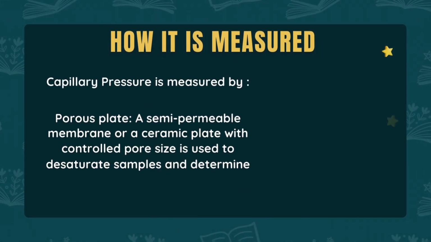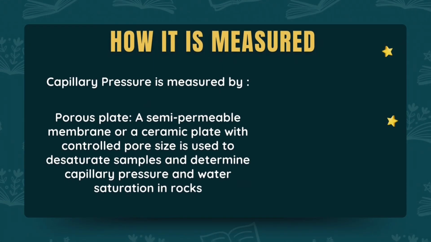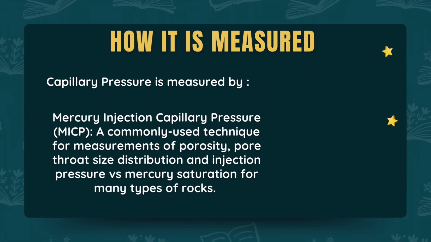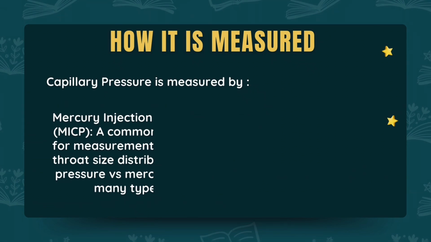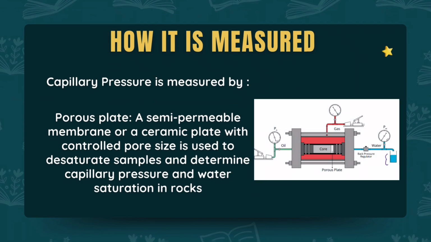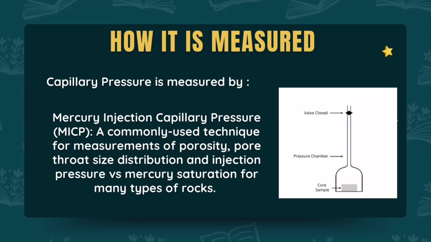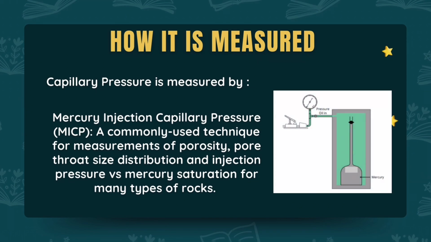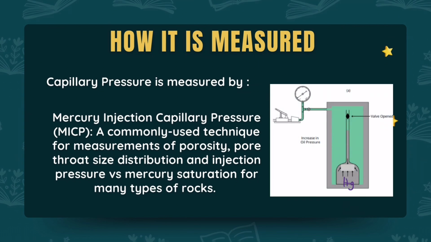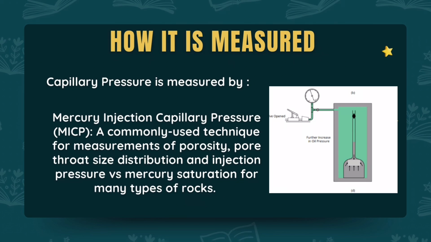There are three methods to calculate capillary pressure, which are porous plate, mercury injection capillary pressure (MICP), and also centrifuge. What is porous plate? Basically, porous plate is a semi-permeable membrane or a ceramic plate with controlled pore size used to desaturate samples and determine capillary pressure and water saturation in rocks. And what is mercury injection capillary pressure, MICP? This is a commonly used technique for measurements of porosity, pore throat size distribution, and injection pressure versus mercury saturation for many types of rock.